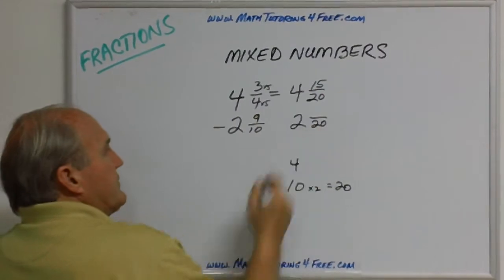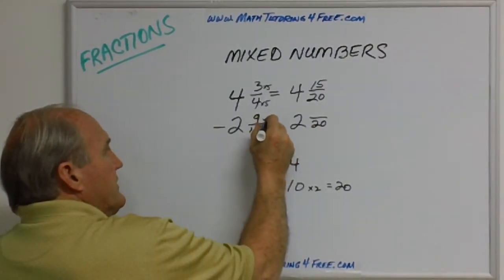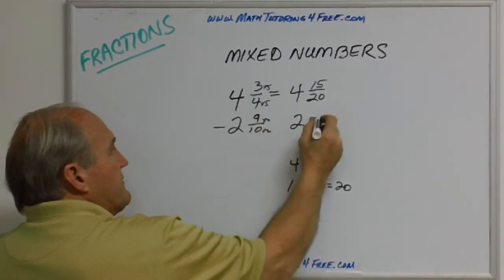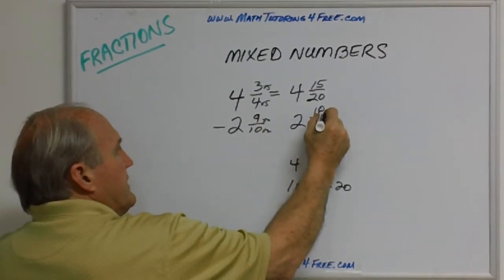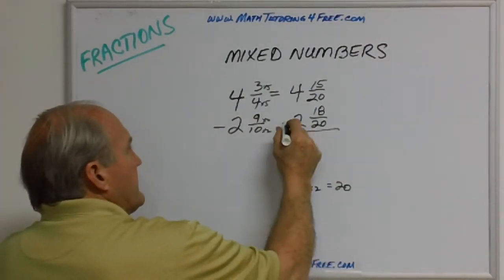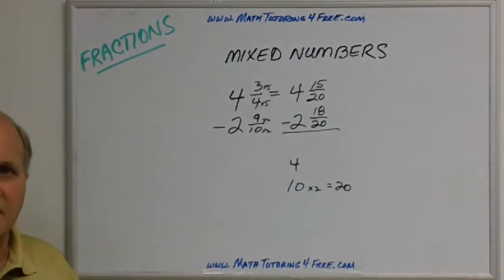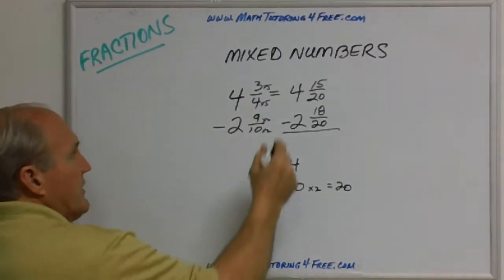10 goes into 20 2 times, so I had to multiply this by 2. I have to multiply the numerator by 2. That becomes 2 and 18/20ths. Again, we're subtracting, and we're trying to subtract 18 from 15. Doesn't work, does it? We're going to have to borrow 1 whole from the 4.